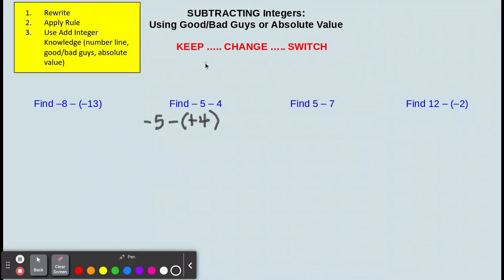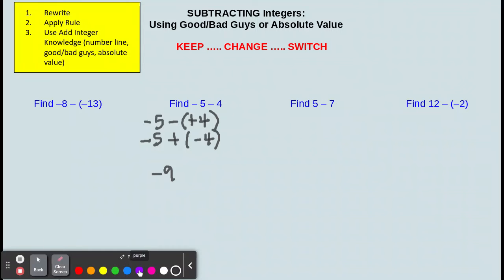Okay, so we apply our rule next. Keep, change, switch. And then we use our good guys, bad guys. These are all bad guys. So we have 5 bad guys plus 4 bad guys. That means we have 9 bad guys.